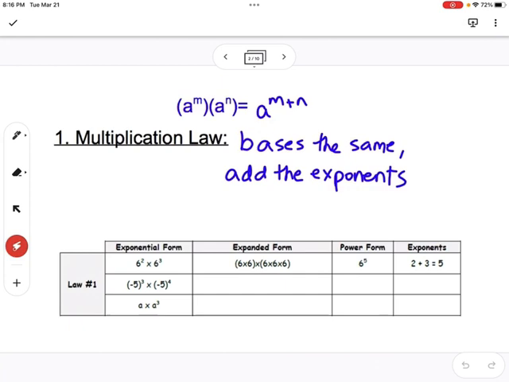The other way we do that, since they have the same base, they both have a base of 6, and there's multiplying in between, we add the exponents. 2 plus 3 gives us the exponent 5.